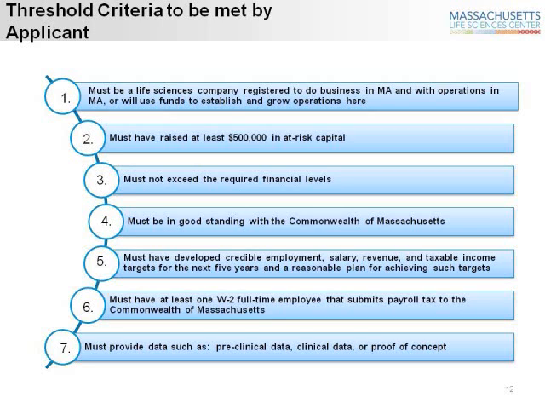You must be in good standing with the Commonwealth of Massachusetts, which includes the Secretary of State's office and the Department of Revenue. You must have developed credible employment, salary, revenue, and taxable income targets for the next 5 years, and a reasonable plan for achieving such targets. You must have at least one full-time W-2 employee that submits payroll taxes to the Commonwealth of Massachusetts. You must provide data that's required in the application, and that data includes preclinical data, clinical data, or proof of concept data, depending on your stage of development.